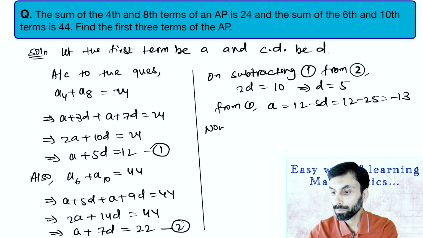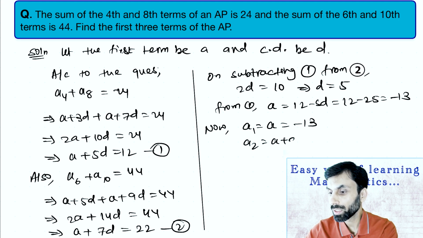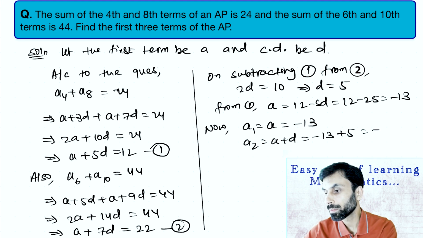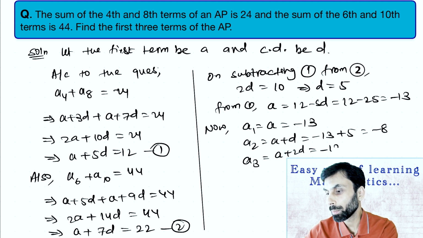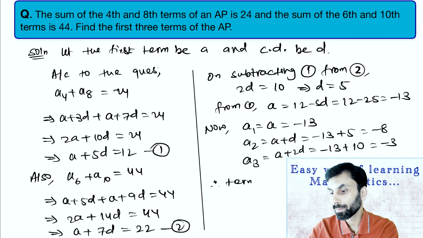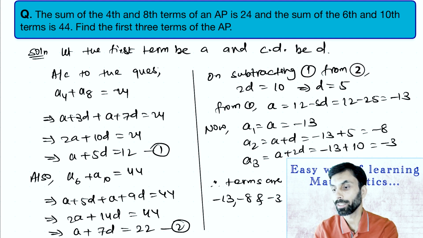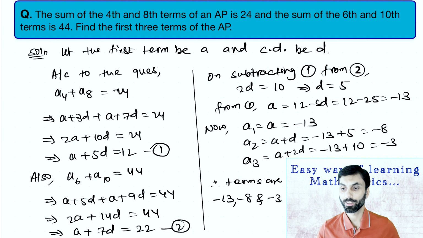Now, the 3 terms will be as follows. A1 will be a, that is minus 13. A2 will be a plus d, which will be minus 13 plus 5, that is minus 8, and A3 will be equal to a plus 2d, that will be minus 13 plus 10, that is minus 3. Therefore, the terms are minus 13, minus 8, and minus 3. So these are the terms of the sequence.